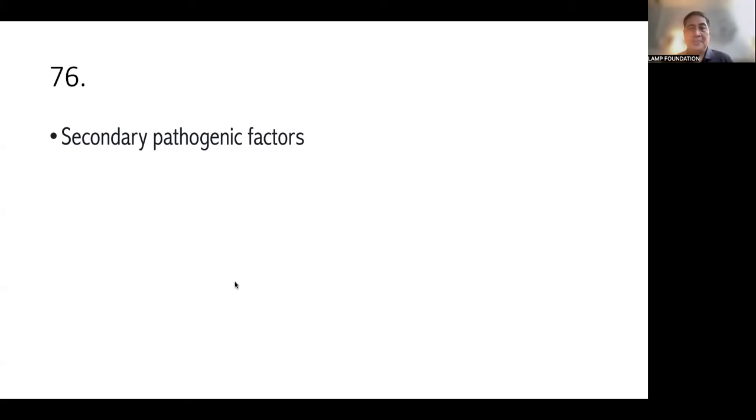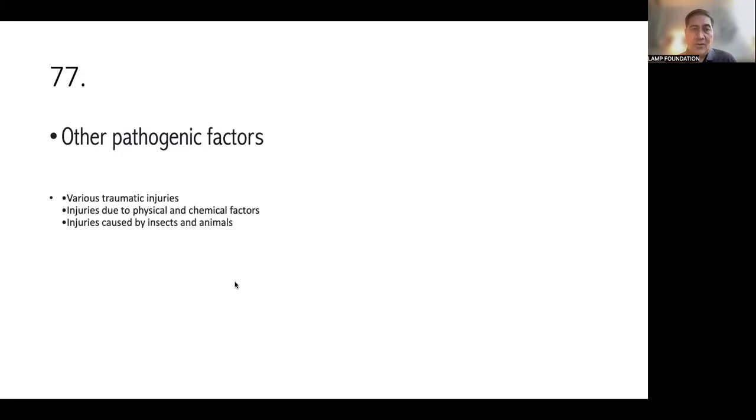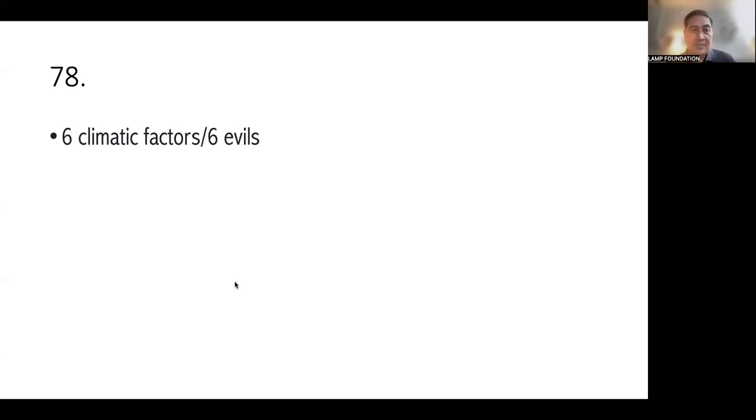Secondary. Nakita ko dito, joy, anger, sadness. So ano yan? Yan yung internal pathogenic. These are phlegm, retention of fluid, and blood stasis. Okay? Phlegm, retention of fluid, blood stasis. Okay, what are the other pathogenic factors? Diet. Na-mention na yan kanina, improper diet. Various traumatic injuries, kasama din yan po. Injuries due to physical and chemical factors, injuries caused by insects and animals.